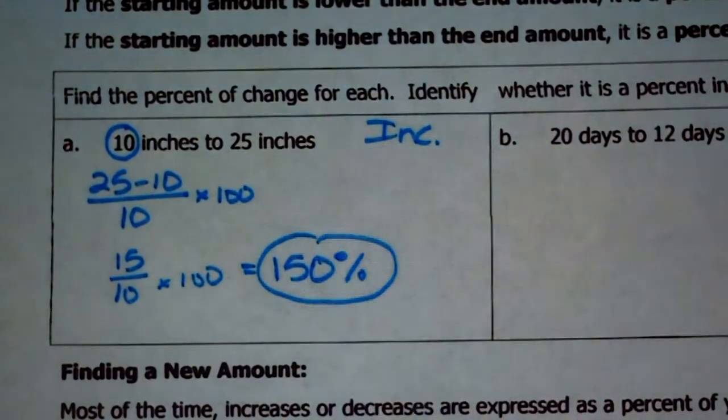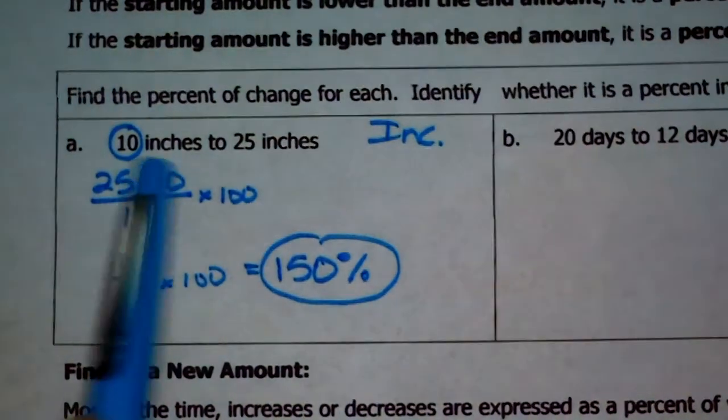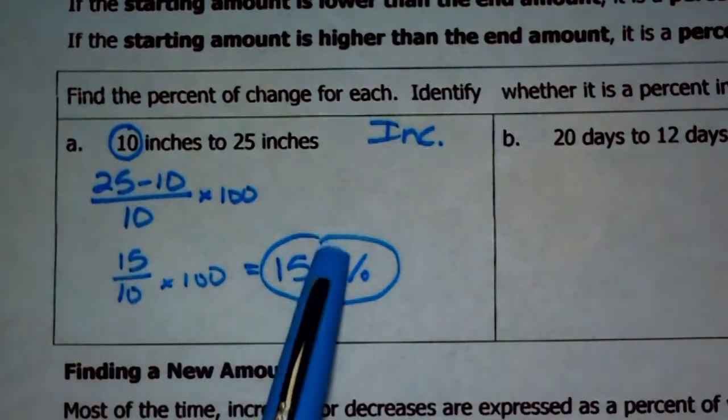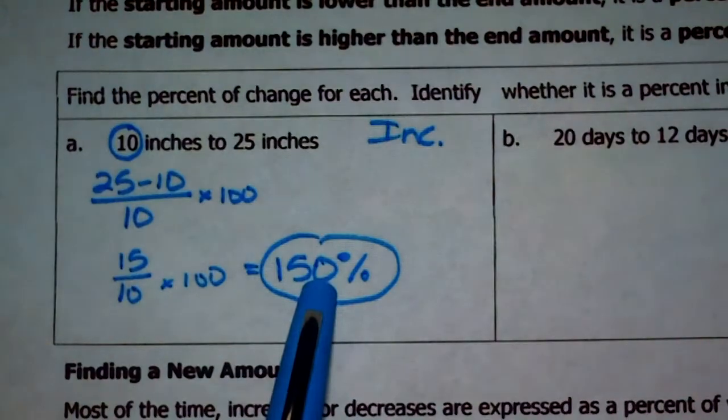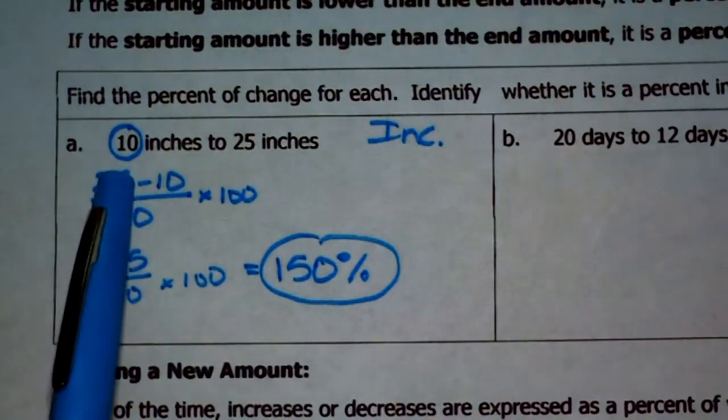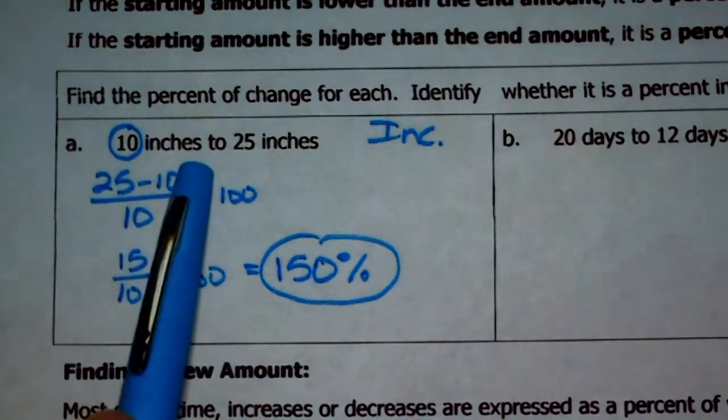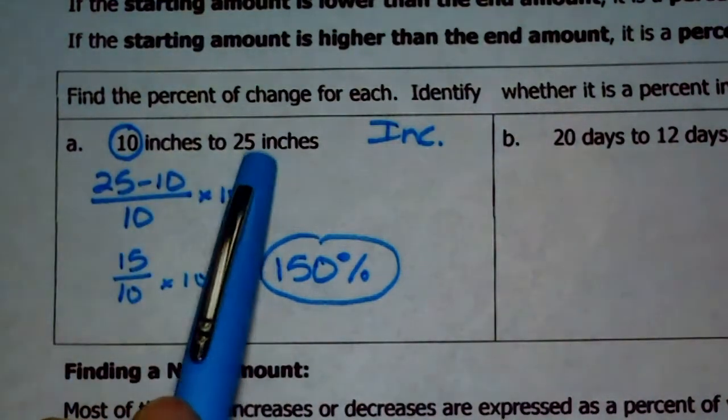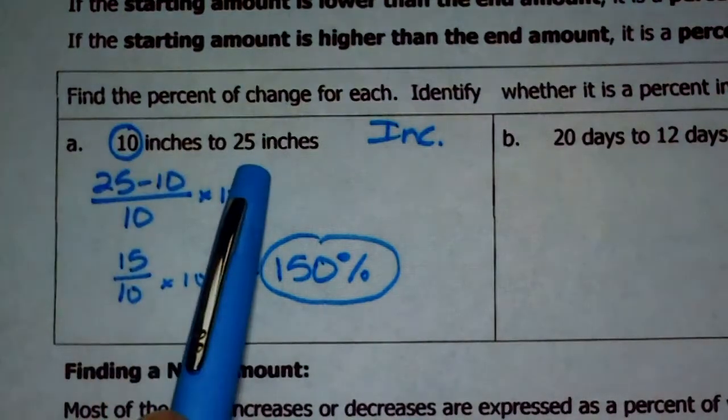So this is a 150% increase, which kind of makes sense because if you start with 10, you might be thinking, well, I thought something couldn't be more than 100%. If I increase 10 by 100%, that means another 10, wouldn't that be 20? And 25 is greater than that. So yeah, we have increased 10 by more than 100%.